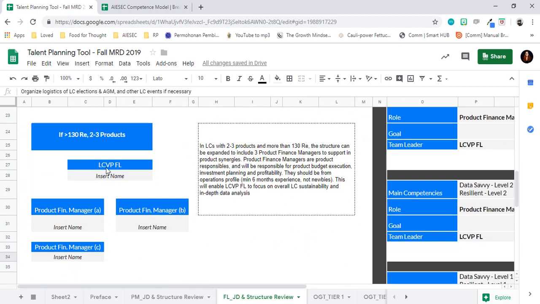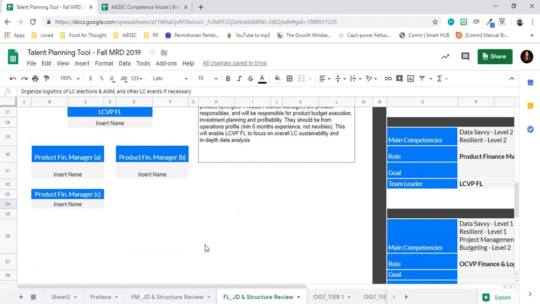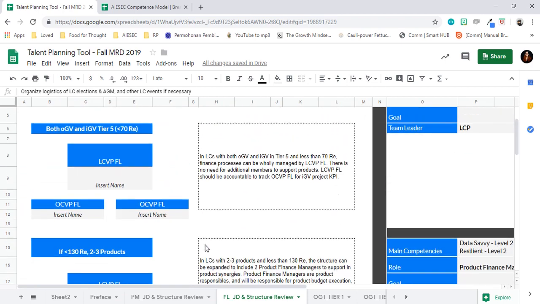It'll be the same if you have more than 130 realizations, but only 2 to 3 products, then you can have these finance managers. The idea is that finance as a strategic department doesn't require a huge team to support your LC. The most important thing is how you see each role as a valuable person and role itself, and how you give them a proper JD to support the products and your LC. That is the thought process behind this kind of structure.